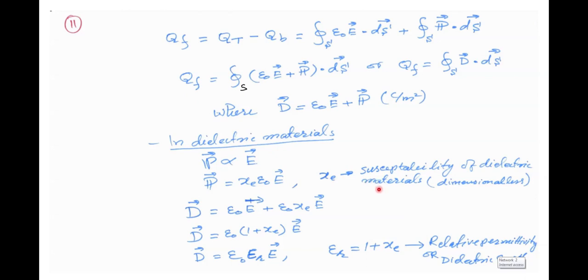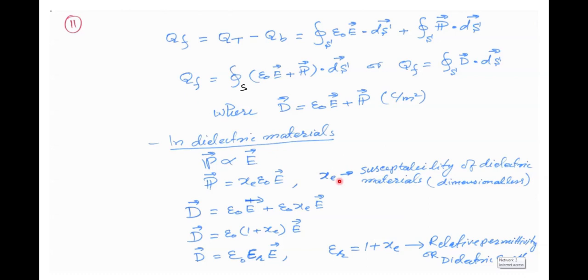This is a dimensionless quantity, and what do we mean by susceptibility? For instance, human blood pressure is susceptible to salt. When we take a little amount of salt, that actually directly affects the blood pressure of human beings. So this means that human blood pressure is susceptible to salt.